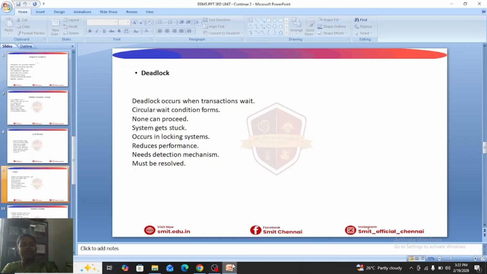The necessary conditions for deadlock: it happens under four rules. Four conditions are there. One is mutual exclusion, where the resources cannot be shared. Then hold and wait: a transaction holds a lock and waits for another. Third, no preemption: a lock cannot be forcibly taken. Fourth, circular wait: a circular chain of waiting transactions. Deadlock detection works using a wait-for graph, where nodes are transactions.